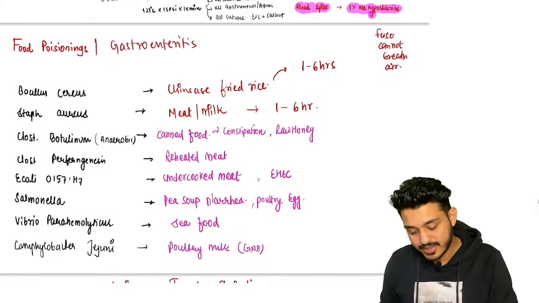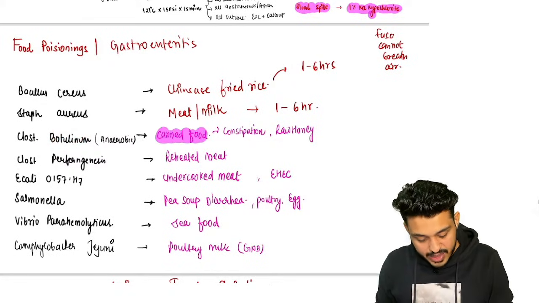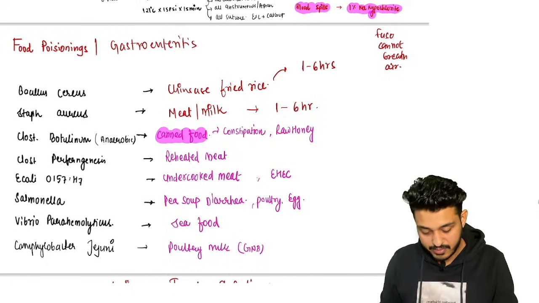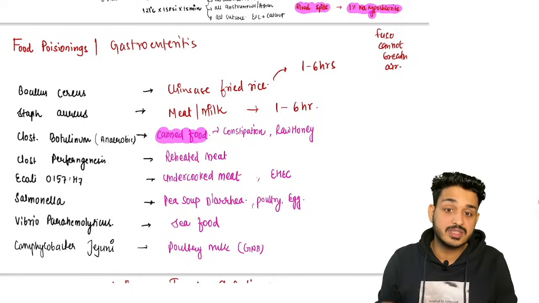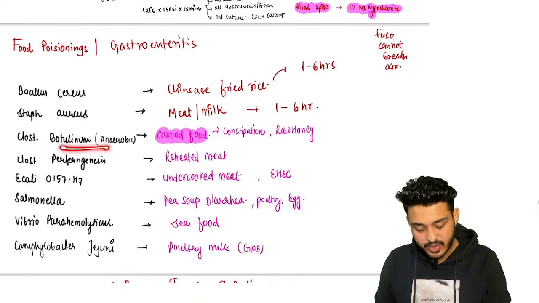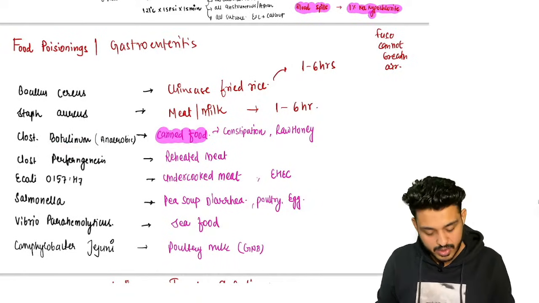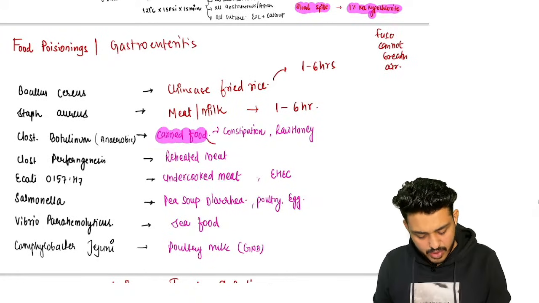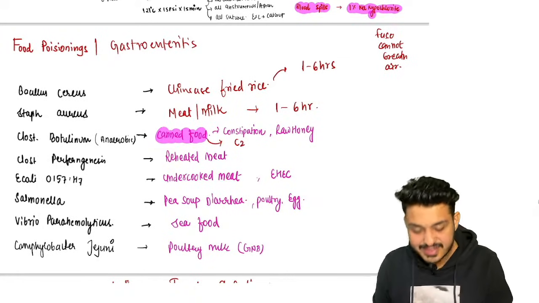This botulinum is present where it does not need oxygen. So where do you have a low amount of oxygen or no oxygen? This is going to be canned food, right? So in canned food poisoning, this is going to be Clostridium botulinum. Botulinum poisoning can occur, and it has what toxin? The name of the toxin is C2 toxin, beta.